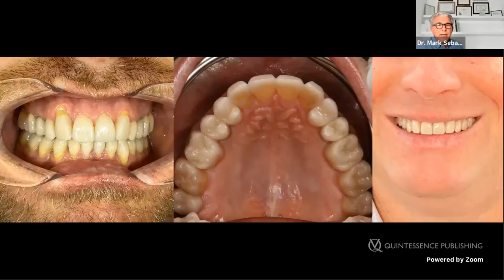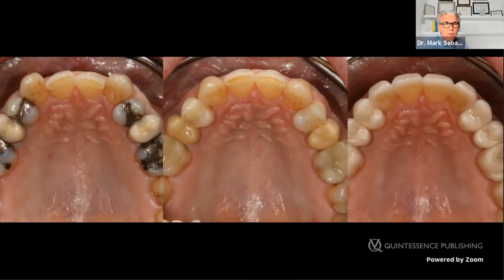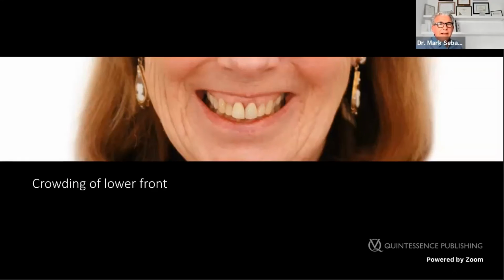And this is the case. What we have done: he still has the recessions on his canine, but he's very happy with his new smile. And as you can see, how we changed the relationship of the front teeth and how we can minimize the preparation trauma and add some ceramic.